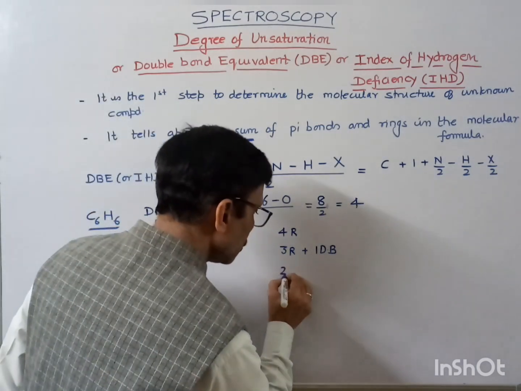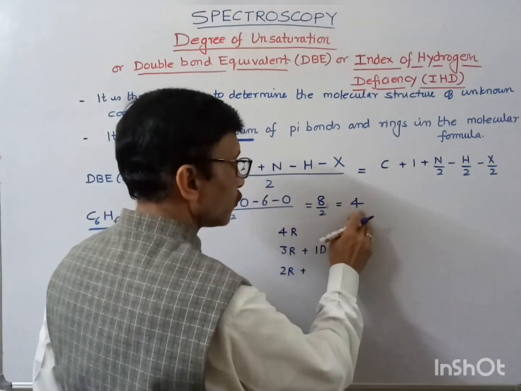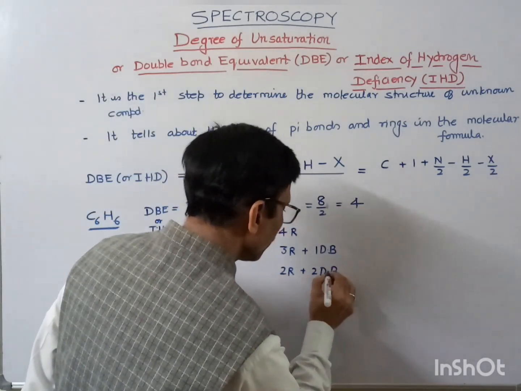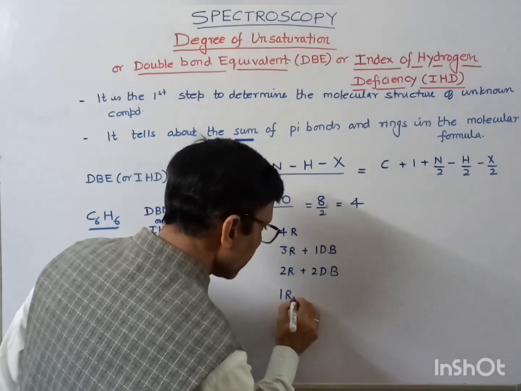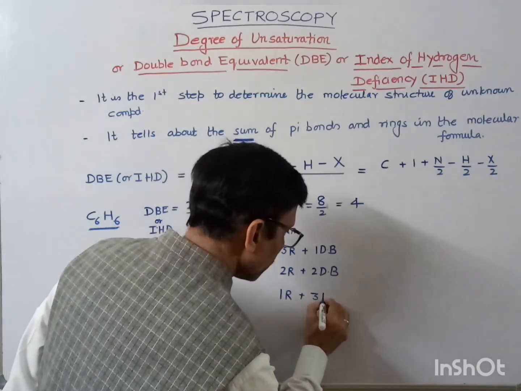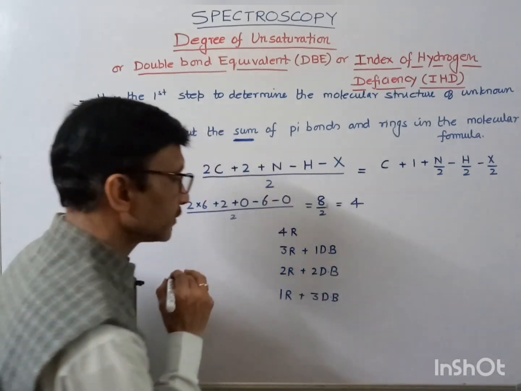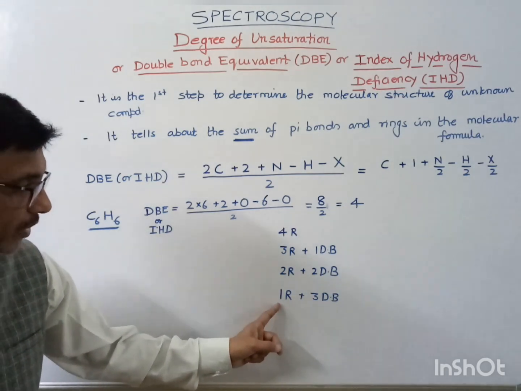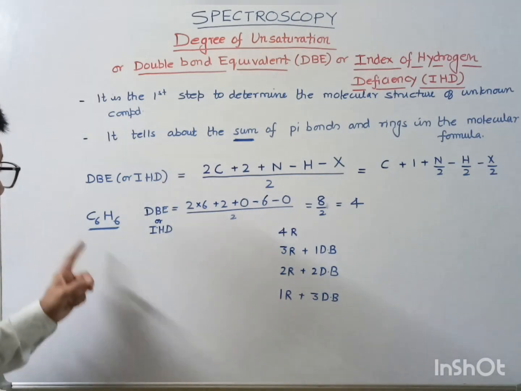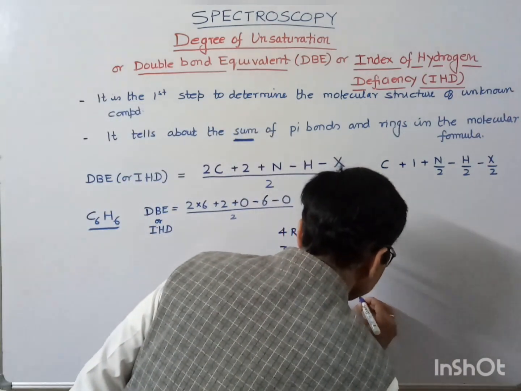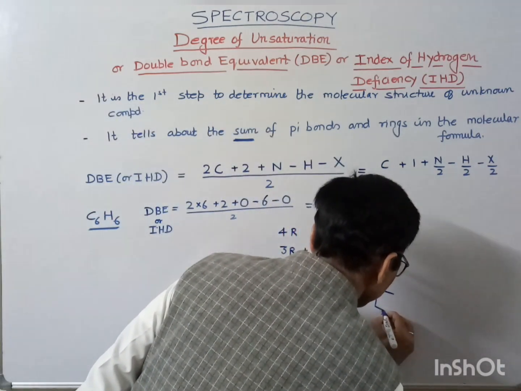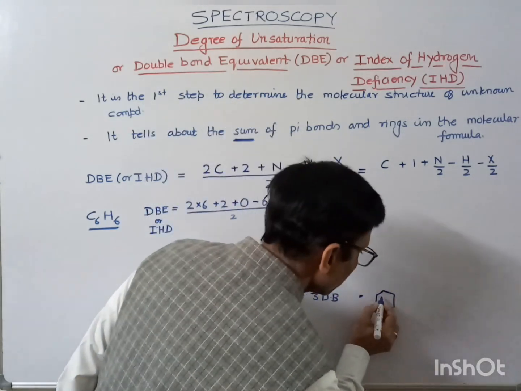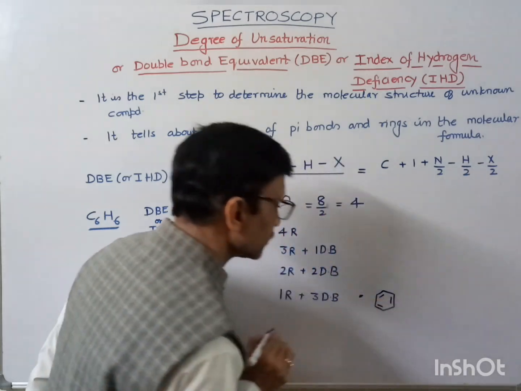The next possibility is that 2 rings may be present. 4 corresponds to 2 rings and 2 double bonds, and 4 may correspond to 1 ring and 3 double bonds. If it has 1 ring and 3 double bonds, then one possibility is that this corresponds to the benzene ring. In this benzene ring we have 1 ring and 3 double bonds.